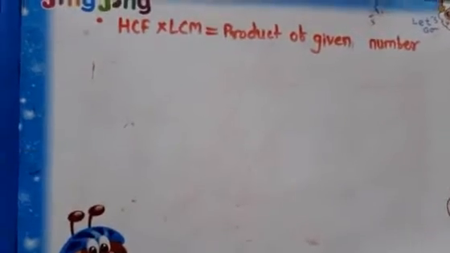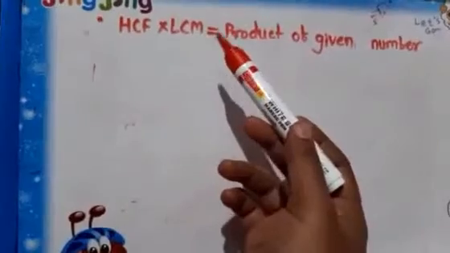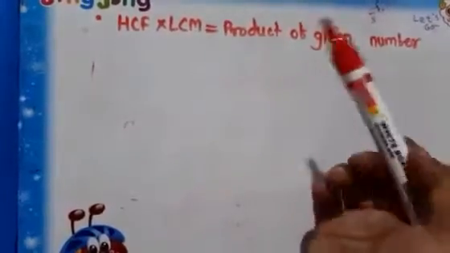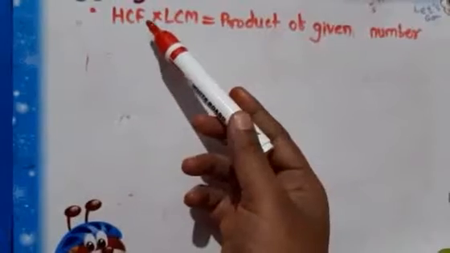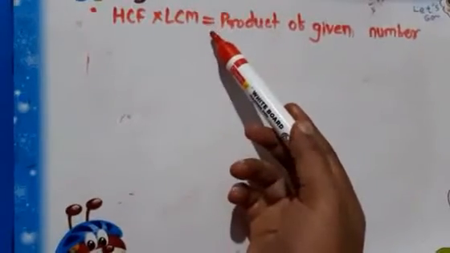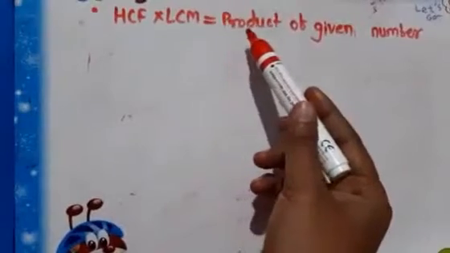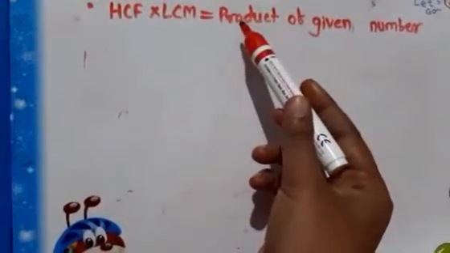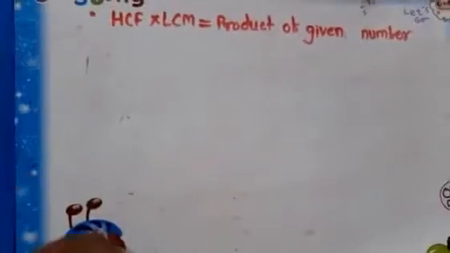That is, HCF into LCM is equal to the product of the given numbers. Means multiplication of HCF and LCM is nothing but the product of the given numbers. Product means again multiplication. With the help of an example, we will see.